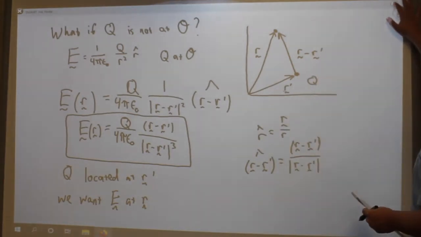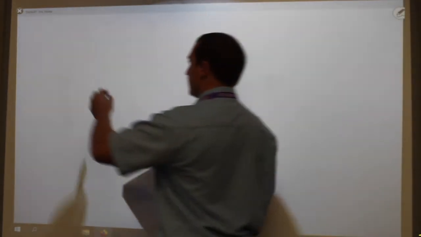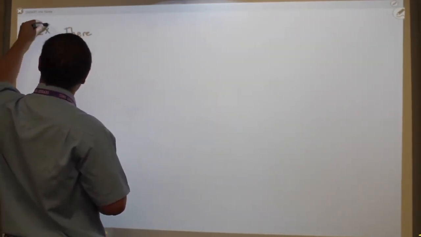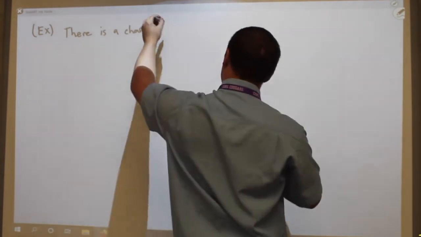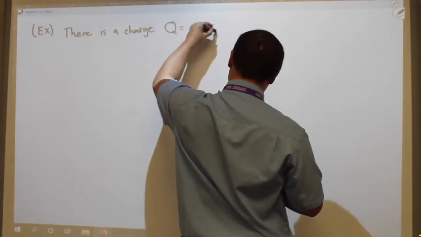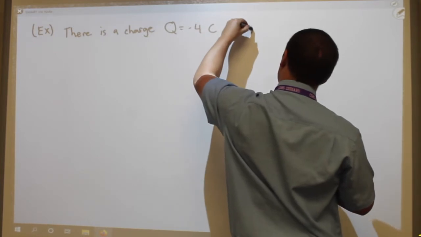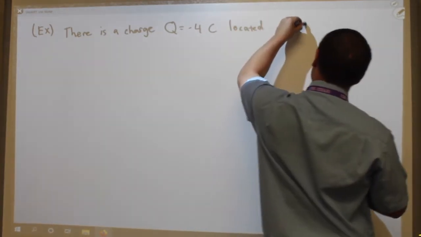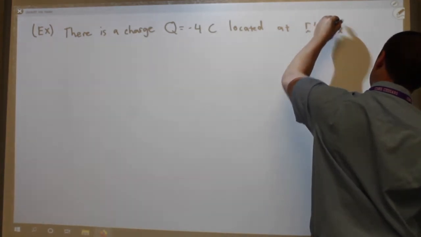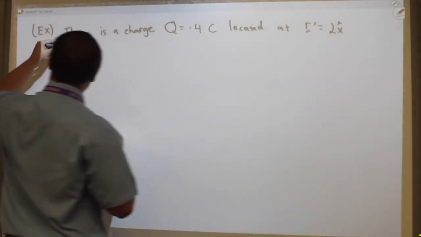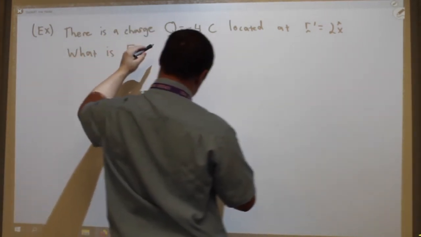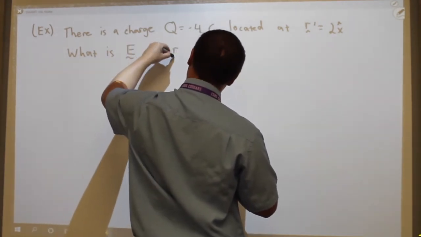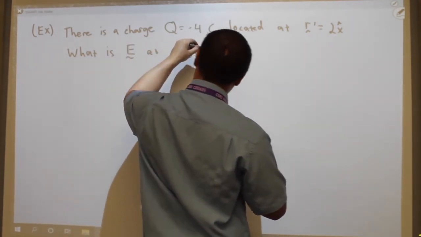So let me give you an example using this equation. Let's say, for example, there is a charge Q equals minus 4 coulombs located at r prime is 2x hat. And I want to know, what is the electric field at r equals 6x hat plus 3y hat?